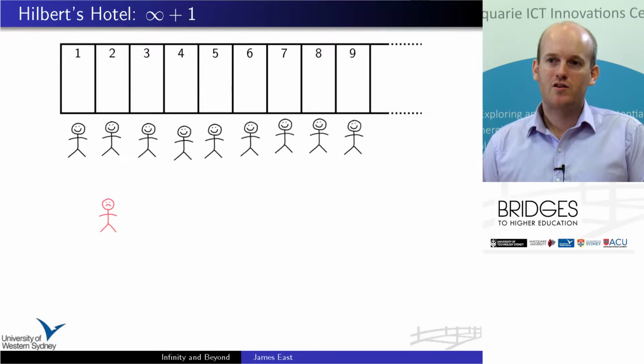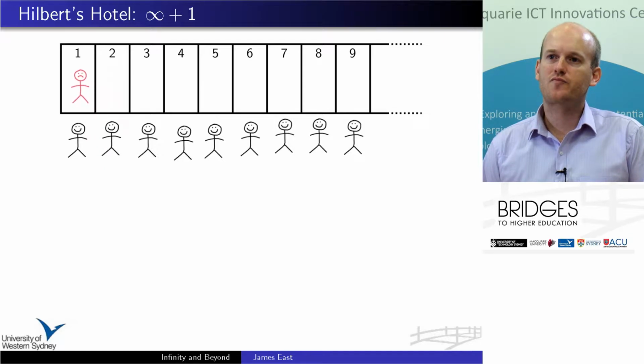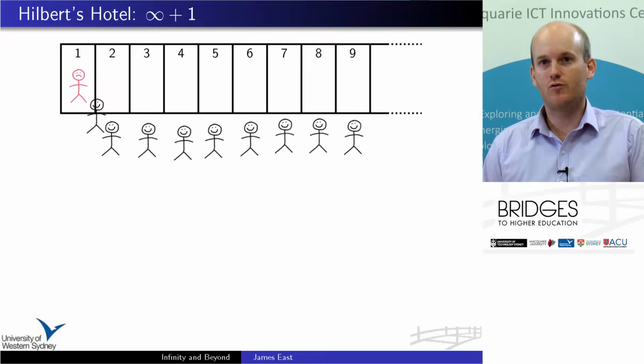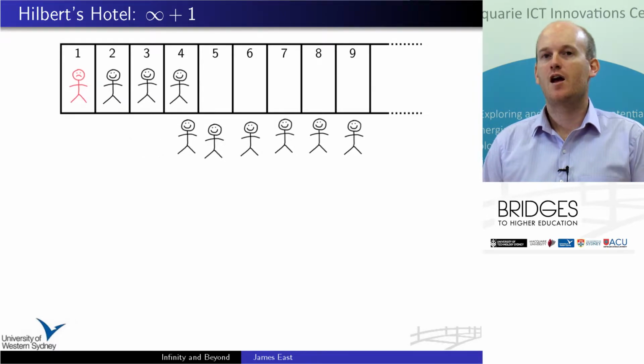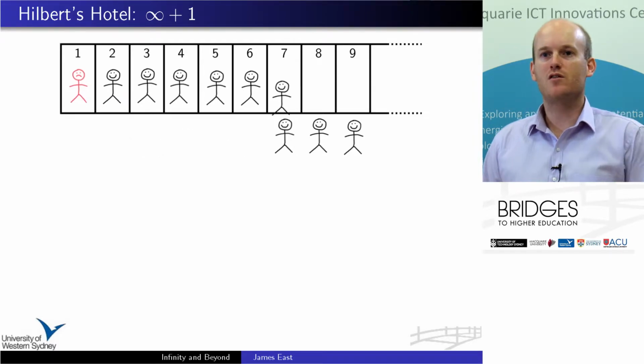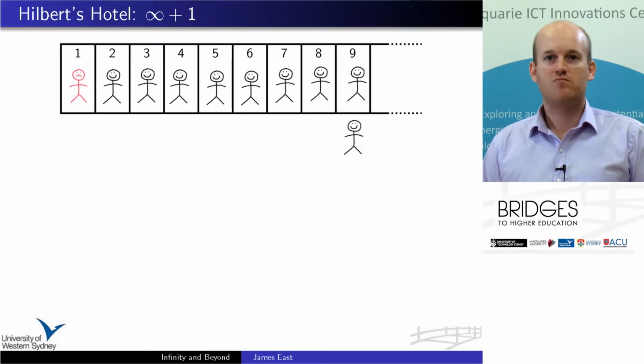And okay, now he says, all right, Mr. Red Sad Man, you go into room 1. And the guy from room 1 goes into room 2. The guy from room 2 goes into room 3. And each person just shuffles one room along. And everyone is back in a room, including the guy in room 1. So everyone's happy in this case.